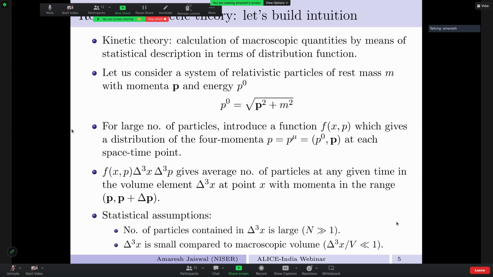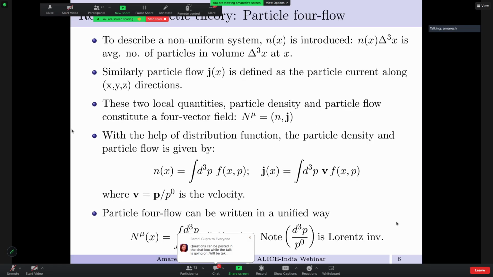So within this picture, I can define number density, particle number density, which is such that if I take the number density and multiply the volume element, we get the number of particles in this small delta 3x volume, which is located at x. Similarly, one can define particle flow, which is the particle current along x, y, or z direction. And together they constitute the particle four-flow. So how do we define these quantities? The density is, in terms of the phase space distribution function, remember f of x,p is density in the phase space.